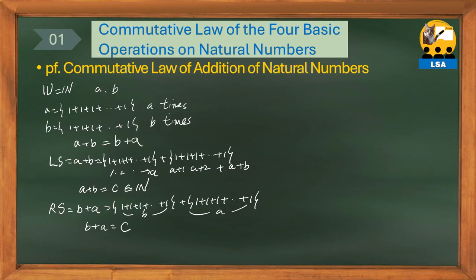Then, the calculated value will naturally be a natural number c, according to the definition of natural numbers. Here, we proved that the left side and the right side are equal to c. Therefore, a plus b and b plus a are equal to c. The meaning of this expression shows that the commutative law holds. So the proof is concluded.